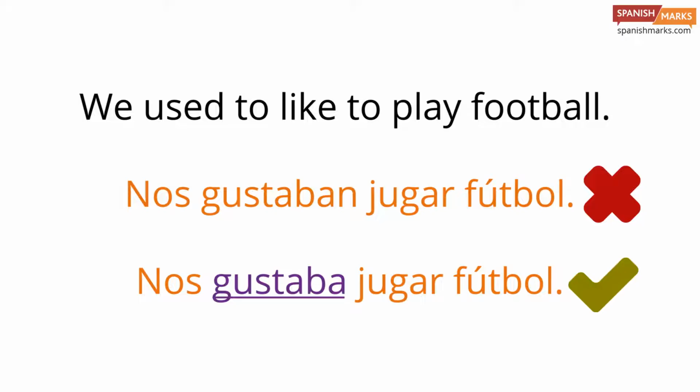If only one thing is being liked, then the form of the verb gustar should be singular. It doesn't matter how many people like that particular thing. And vice versa, if many things are being liked, then gustar should always be conjugated in the third person plural, even if one person likes the many things.